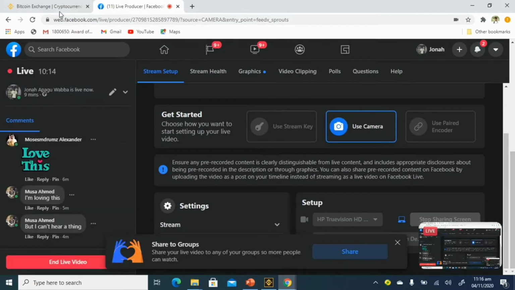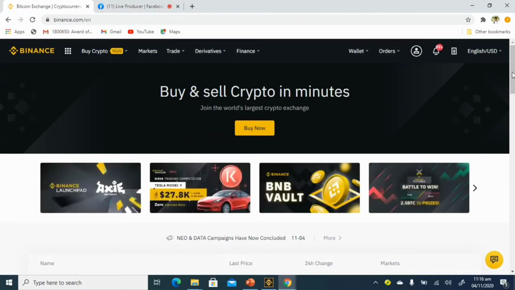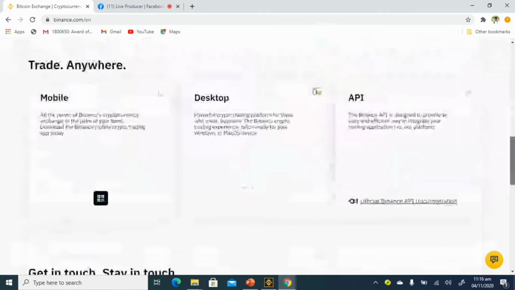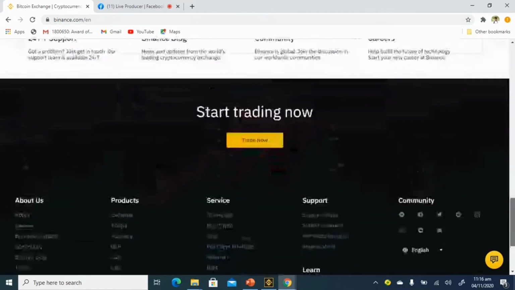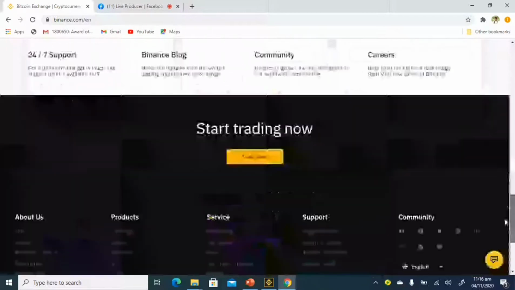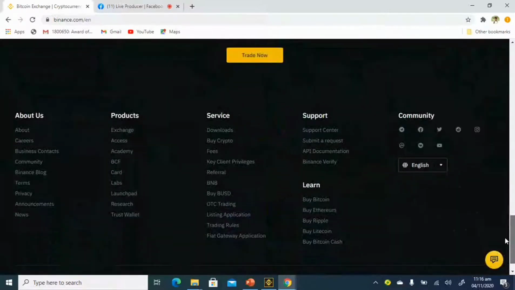So, all right. Okay, this is Binance. I'm already logged in. This is what you see, the home page when logging in to Binance. You can see they have a lot of services and a lot of products. I told you they have an exchange. This is just one of the aspects.